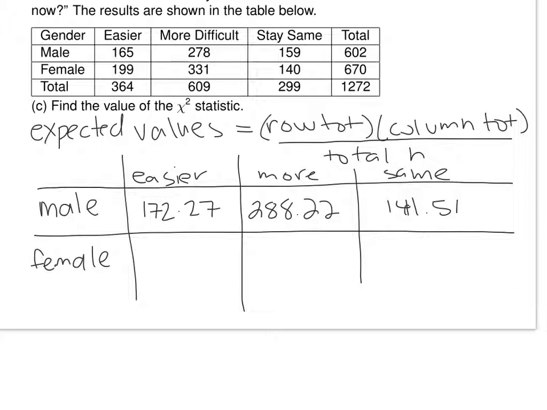In the female category, so for the female and easier, 364 times 670 gives us 191.73. The more difficult category will be 670 times 609 divided by 1272, which is 320.78. And finally, the female stay the same category. We take 670 times 299 divided by 1272, 157.49. So there's our table of expected values.